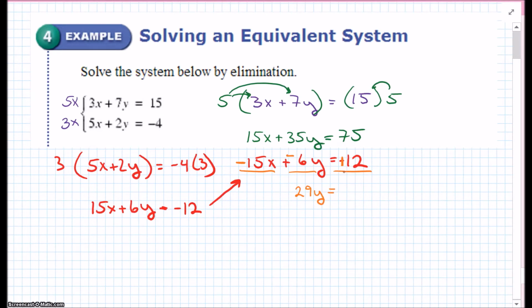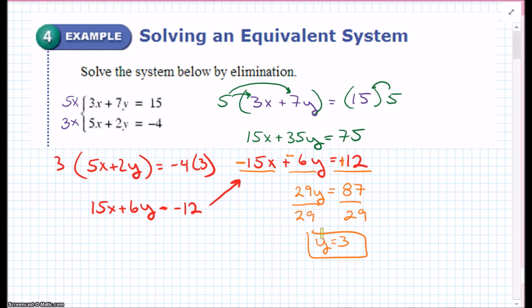And 75 plus 12 is going to be 87. Okay, so we got 29y equals 87. Divide each side by 29. And we're going to find out y equals 3.